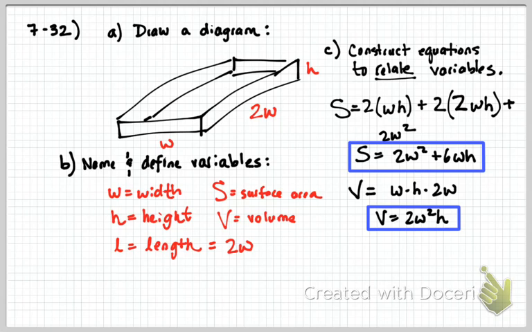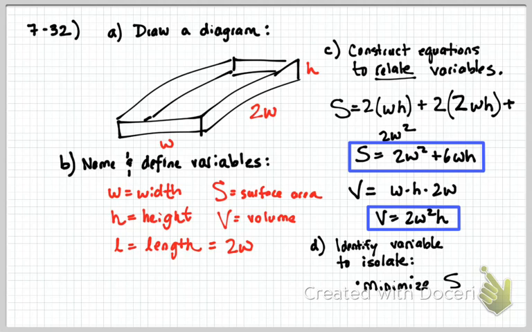Before we do that, let's go back to what we're trying to figure out. Part D asks us to identify the variable we are attempting to isolate. What variable are we trying to solve for? So go back with your team, talk about what variable we're trying to solve for. What are we trying to do? So we're going to minimize the surface area, minimize S, and to do that, we will also end up finding the height.